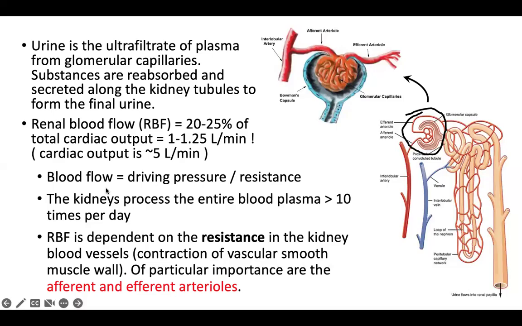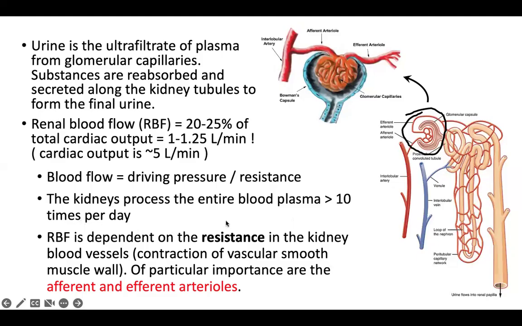body. So what determines blood flow is the driving pressure, which is the difference in blood pressure between your renal artery and your renal vein. And then you divide that by the resistance in this setup in the nephron. And when you calculate how much blood flow is getting through the system, the kidneys are processing the entire blood plasma more than 10 times per day. So they are so critical to, again, maintaining the homeostasis and health of the body.